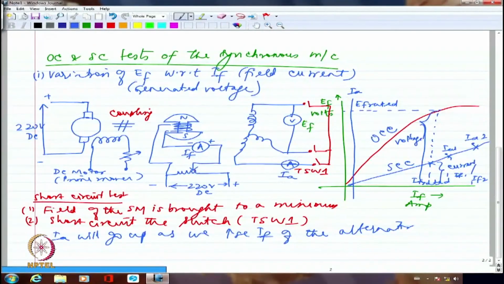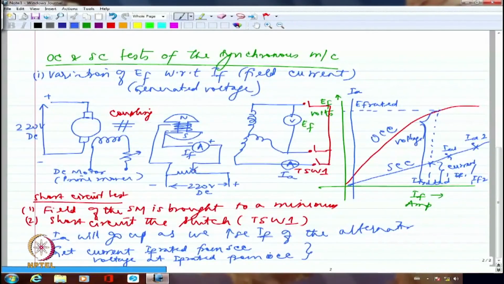So get current at IF rated from SCC, voltage at IF rated from OCC. So I have got both. So let me say this is IASC. Let me call this as EFOC. So I can call ZS is equal to EFOC divided by IASC.